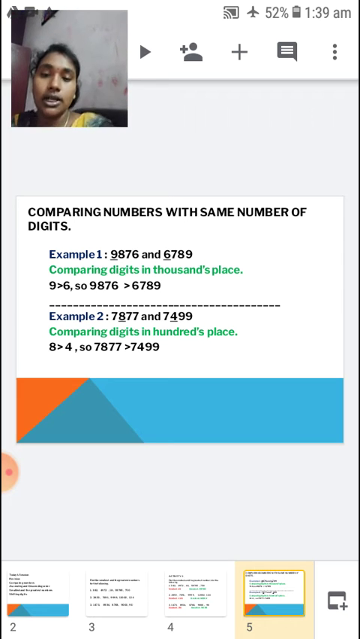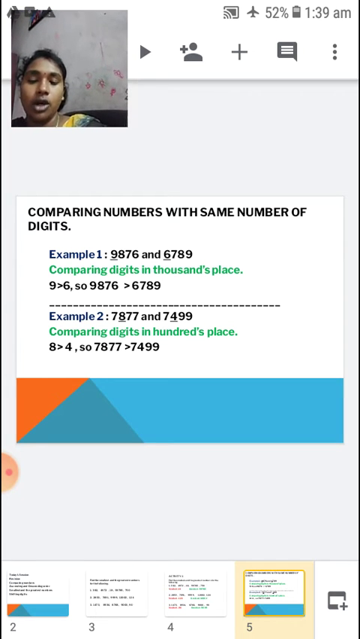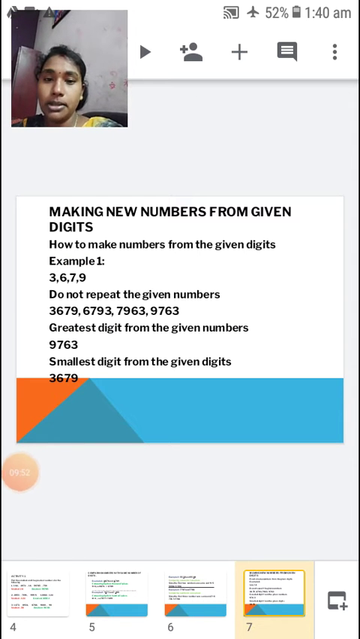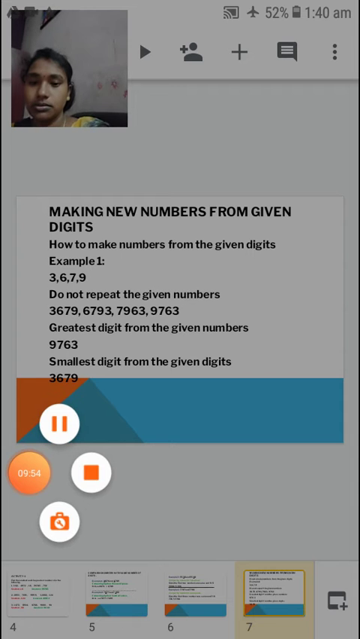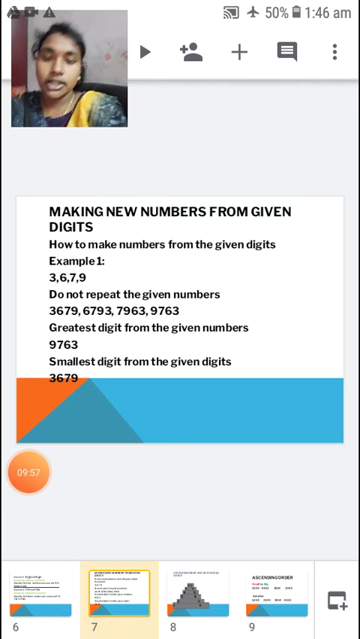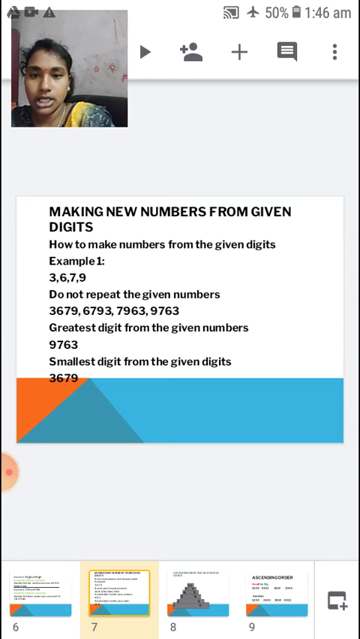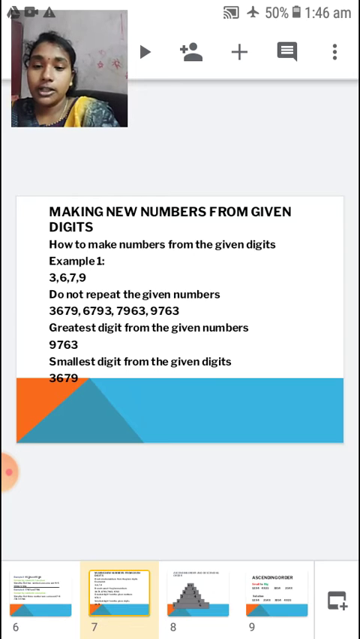Okay, so let's move on to the next topic: making new numbers from the given digits. Next we are going to see how to make new numbers from the given digits. Right, children? For this, we are going to take 4 separate digits and combine them to make 4 new numbers, so that no digit is repeated more than once.